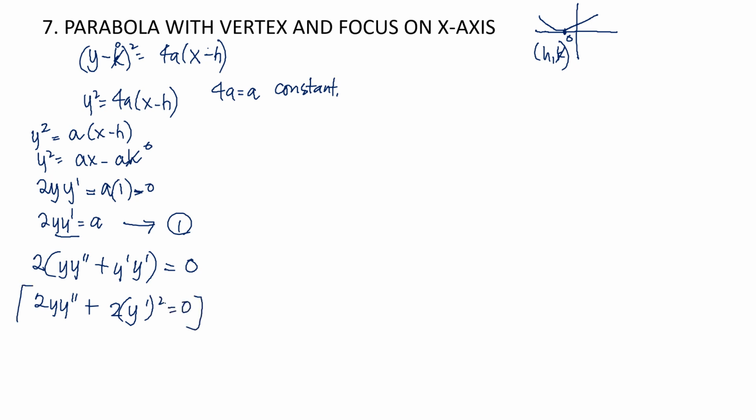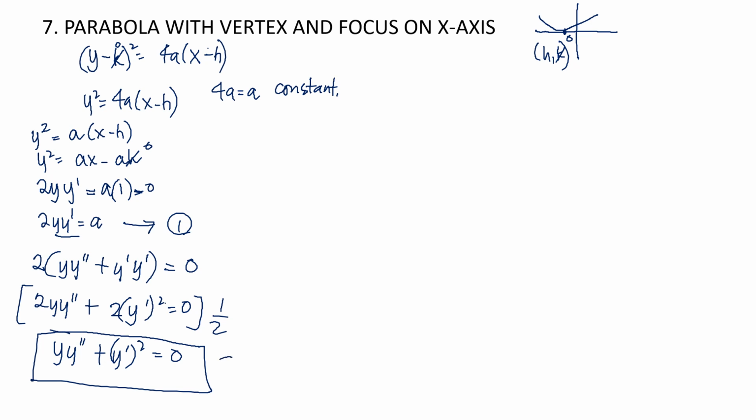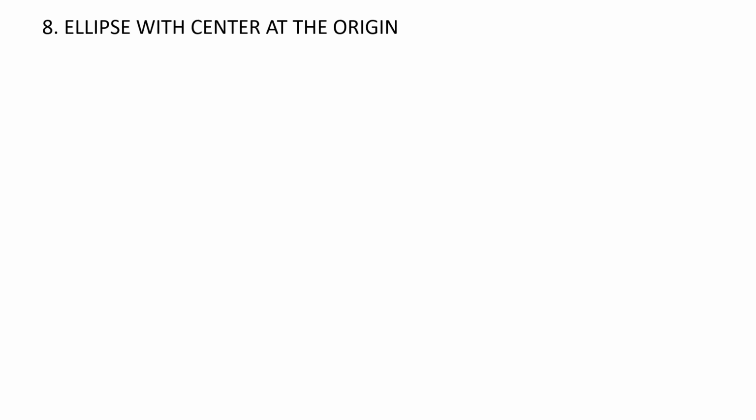So we can multiply it by 1/2 or divide by 2. So this is y double prime plus y prime squared is equals to 0. And this is our general solution. Okay? That's for number 7.